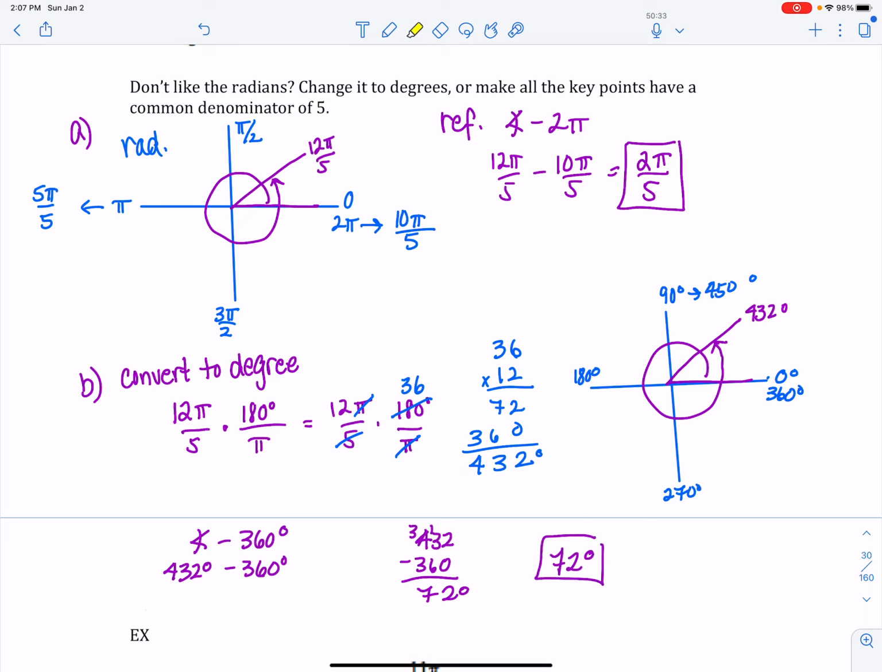So once again, you have two choices. You can either leave it in radians and just make sure you convert things over so that they have the same denominator, or you can convert it to degrees right away and then deal with it.